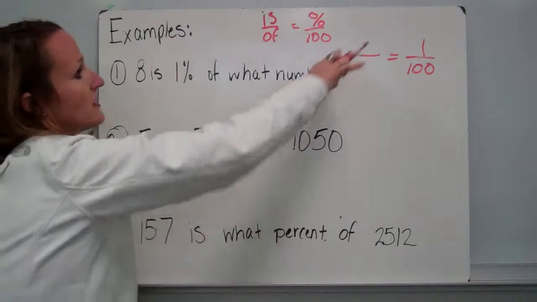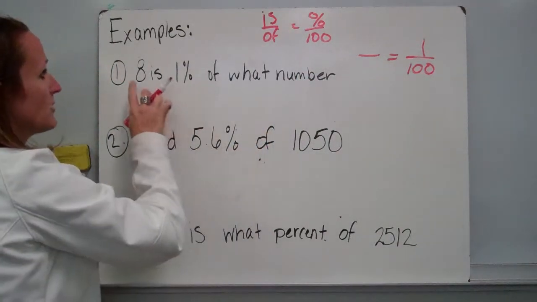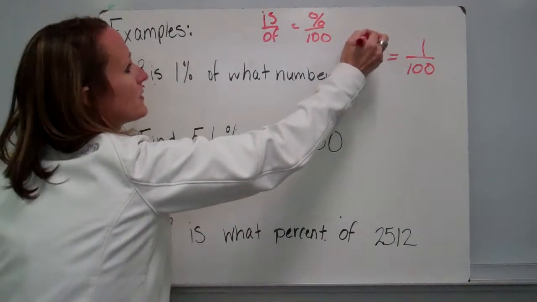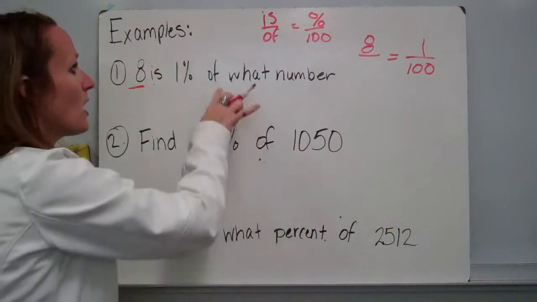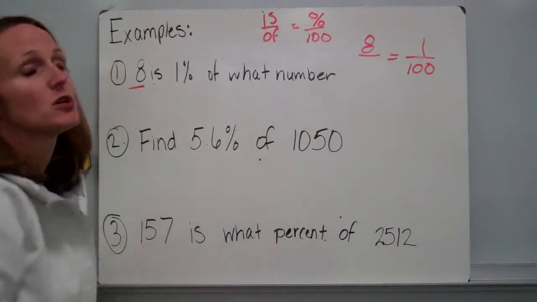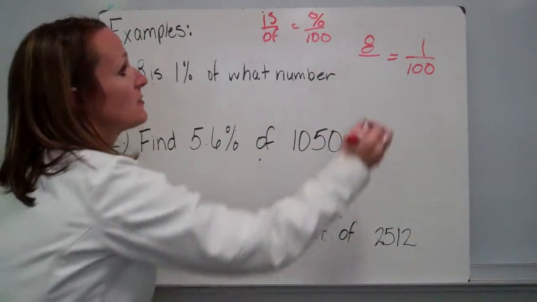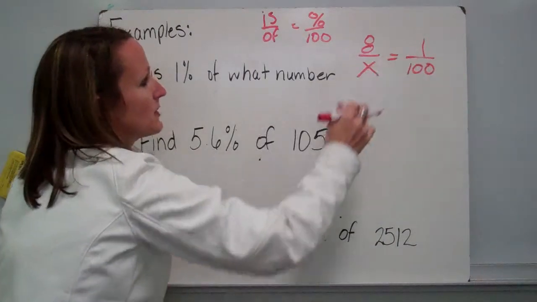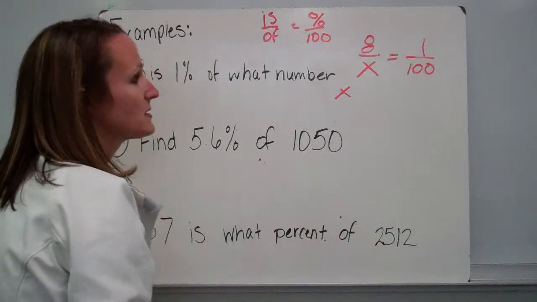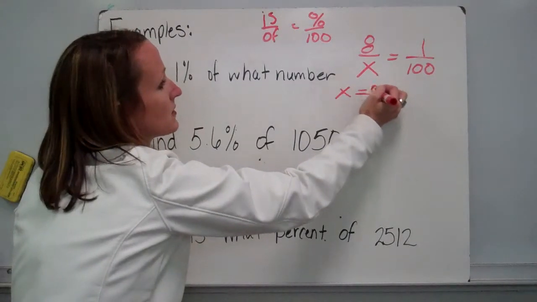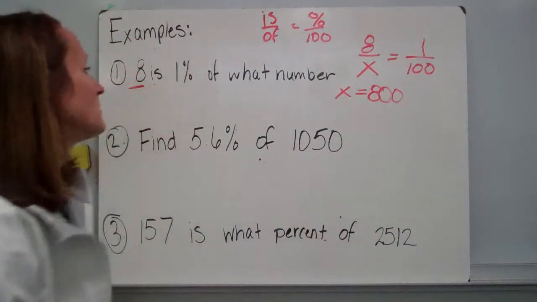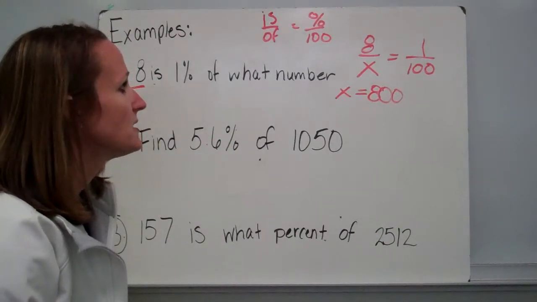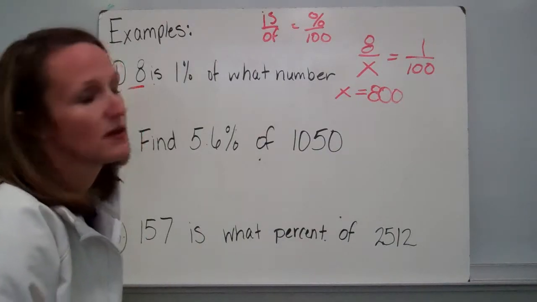So I need to figure out is over of. So what do I know? Here's 8 is. So that means this 8 that's with my is goes here. What am I looking for? Of what number? So that means that under the 8 is going to be my variable. So when I cross multiply, I'm going to get x times 1, or just x, equals 8 times 100, or 800. So 8 is 1% of what number? Well, according to this, 8 is 1% of 800.